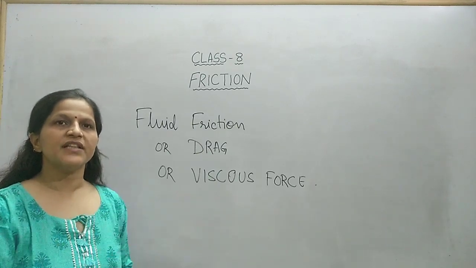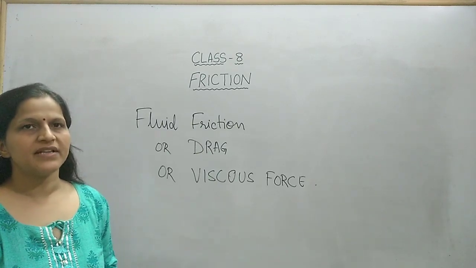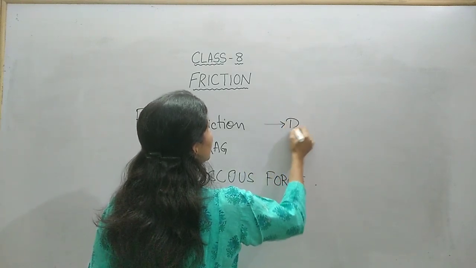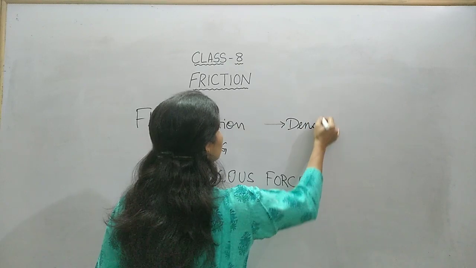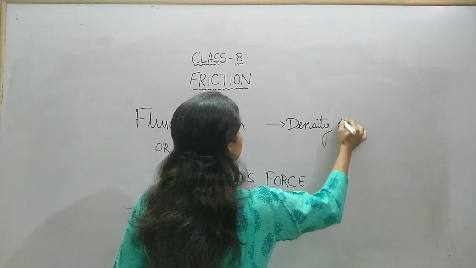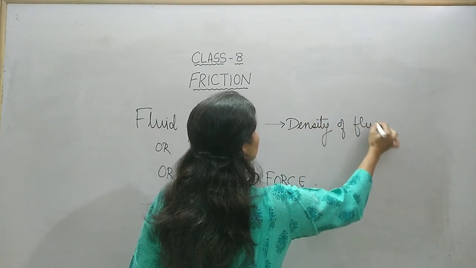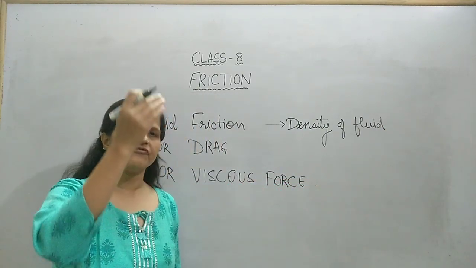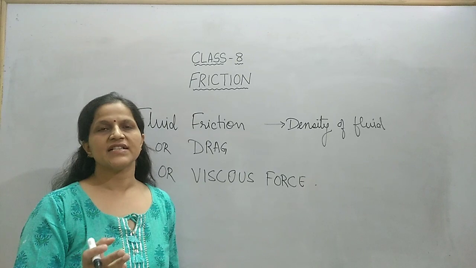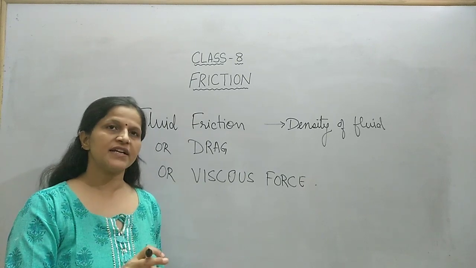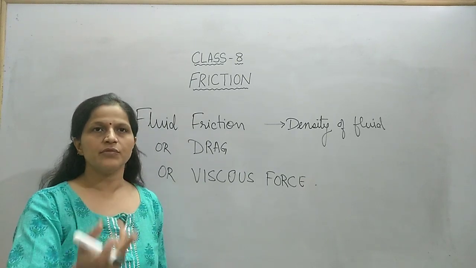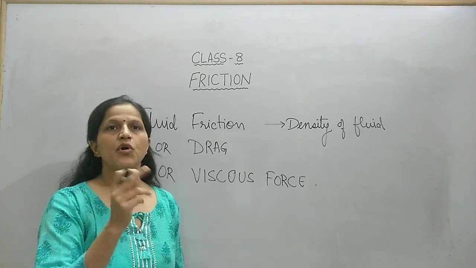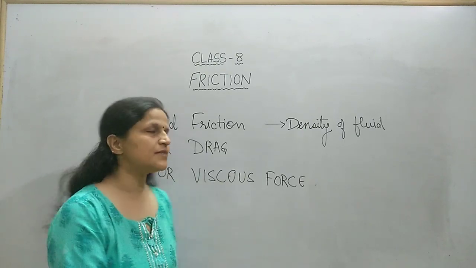So what are the factors on which this force depends? This force depends upon, number one, the density of fluid. Which was shown in the activity, that the ball drops faster through the fluid which has a lesser density. Lesser the density, faster will the ball move, and it means that the drag is lesser. So drag will be more if the density of fluid is more.